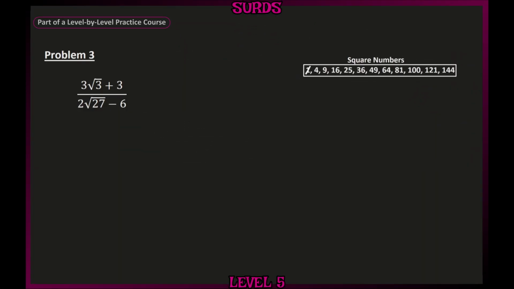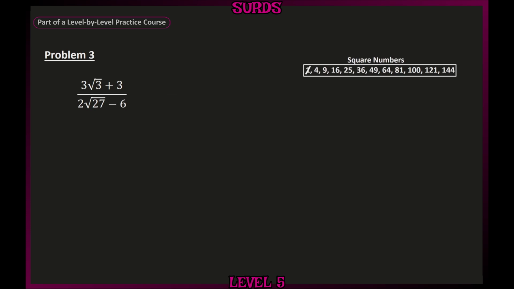In problem 3, we're rationalising and simplifying 3 root 3 plus 3 all over 2 root 27 minus 6. Now it'll be fine to start rationalising straight away and do what we've done the last couple of questions by multiplying the denominator by the conjugate of 2 root 27 minus 6. And the conjugate is just exactly the same two terms, but with an opposite sign in the middle. So we would times it by 2 root 27 plus 6. And we can do the same with the numerator.